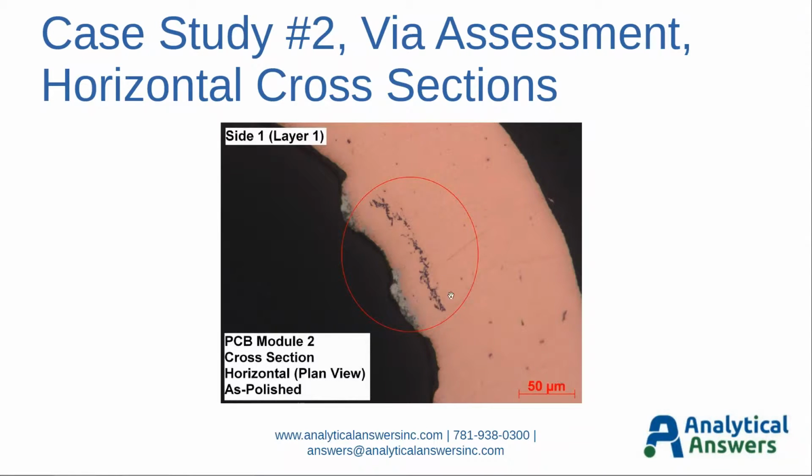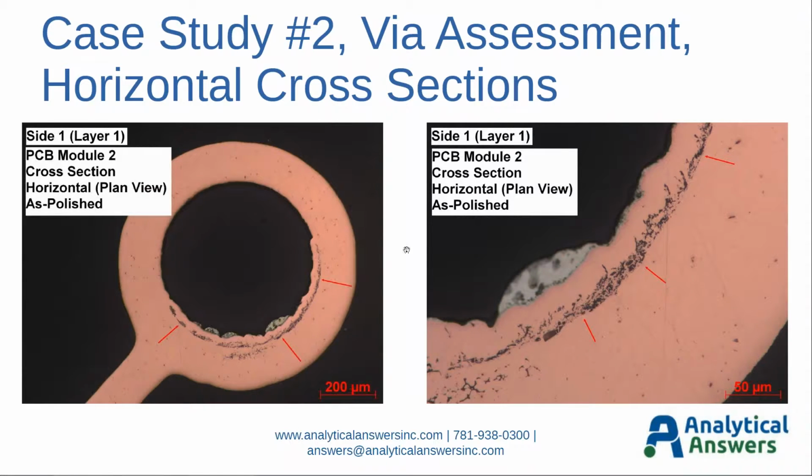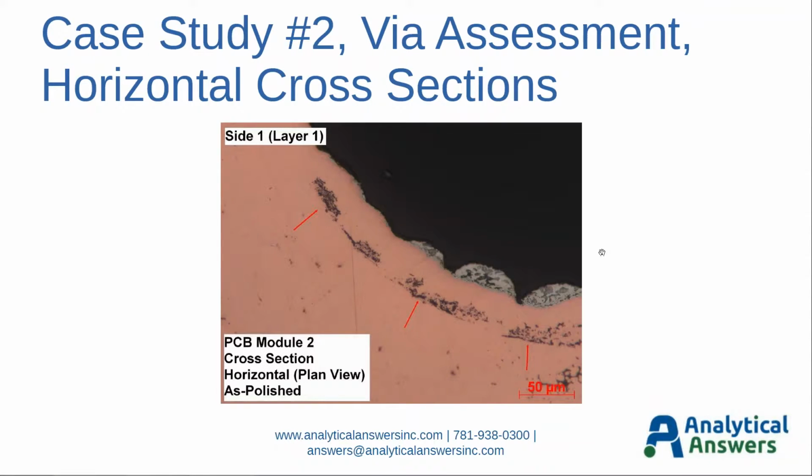Similarly, another high magnification view of one of those anomalies in the as-polished condition. Here we have a second via that I've cross-sectioned in the horizontal orientation, and we can see that anomaly actually extends almost 50% of the circumference of the via in this particular case. And again, just a higher magnification view of the anomaly in the as-polished condition here. Again, a higher magnification view of a select region of the anomaly in the horizontal orientation.